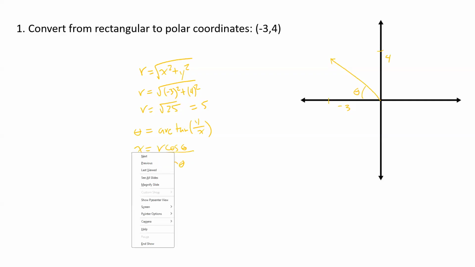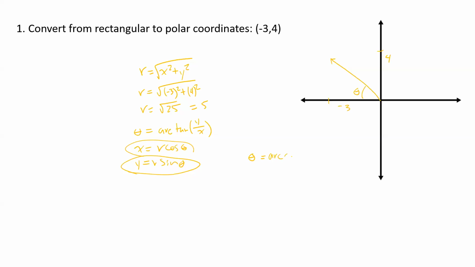I actually usually prefer to use this one or this one. So if we want to solve for theta, we have theta is equal to arc cosine of x over r, right? So theta is equal to arc cosine of -3 over 5. And then you'll get theta is equal to 2.21 radians.